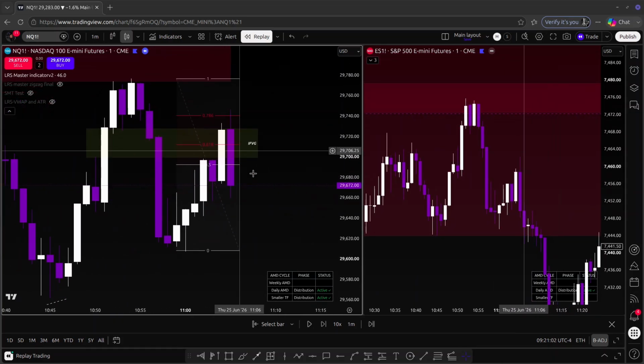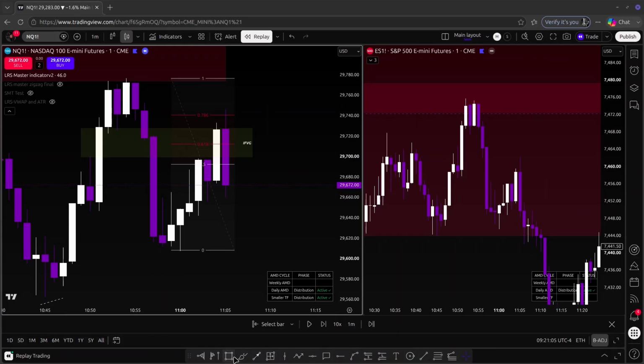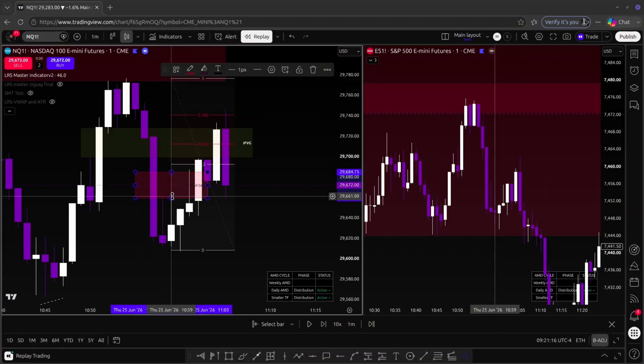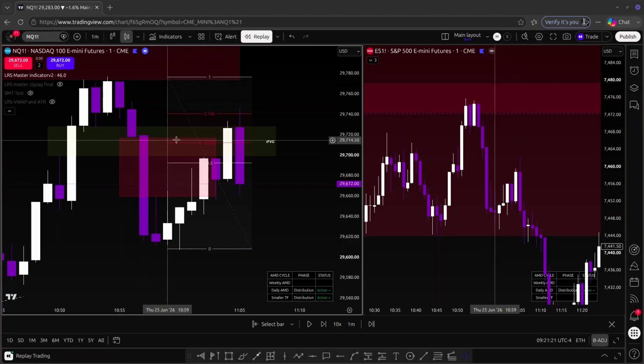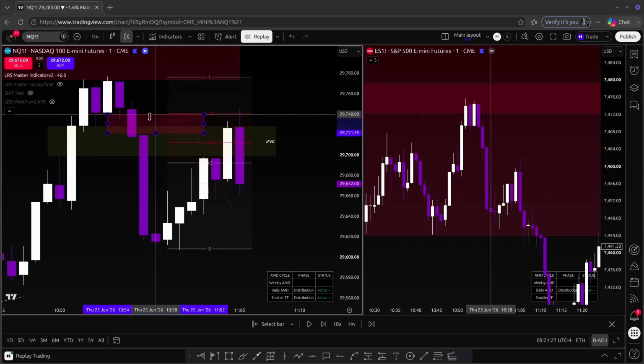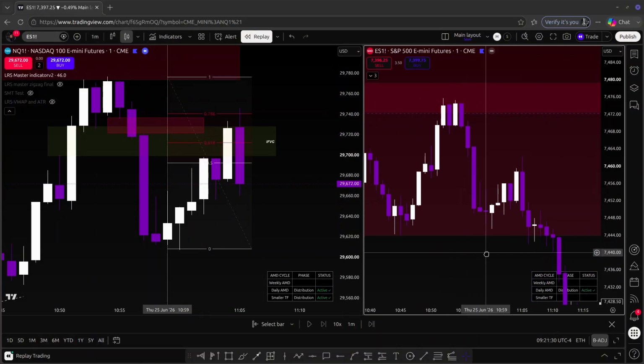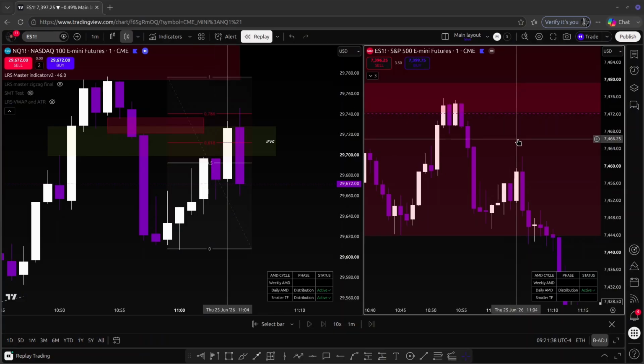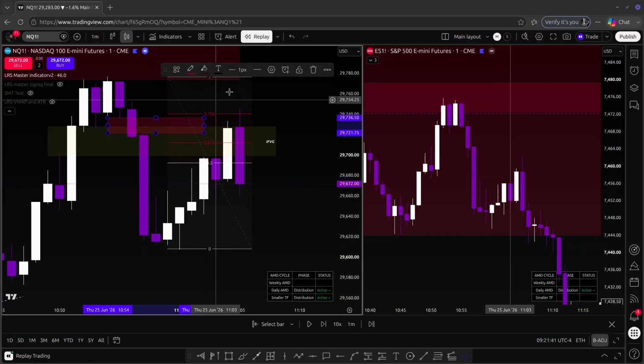Why is that? This bearish fair value gap that you see right here was invalidated by Nasdaq. You can see this bullish candle closed above it and then respected the other bearish candle that's literally right here. And ES respected both of them. It respected the one that Nasdaq invalidated, and Nasdaq is up here and ES is way down here. So ES was the weaker asset.